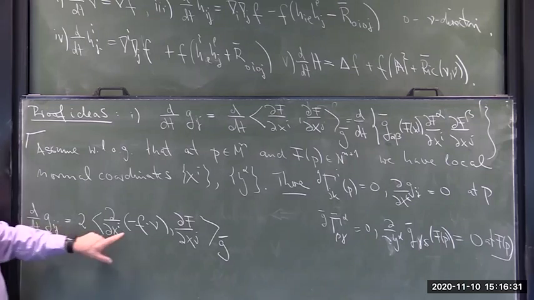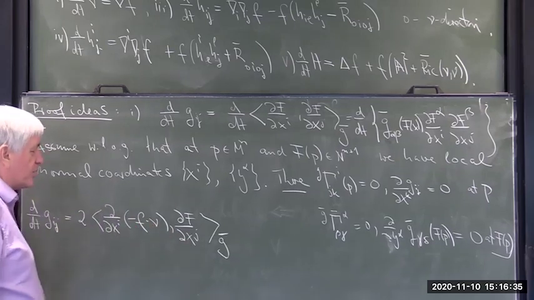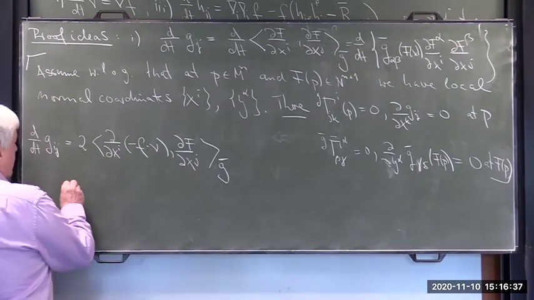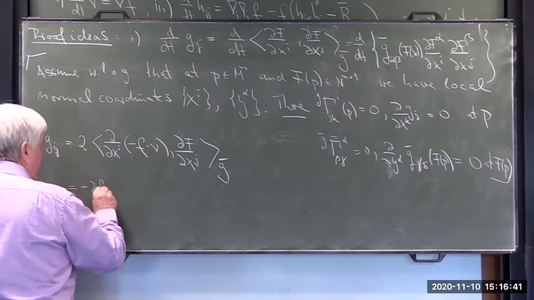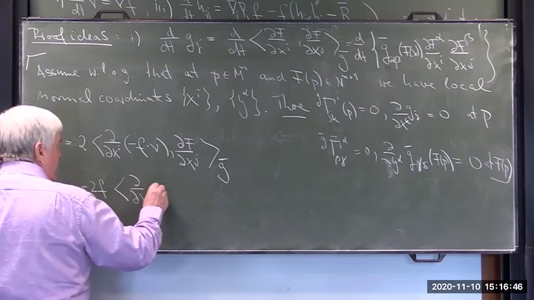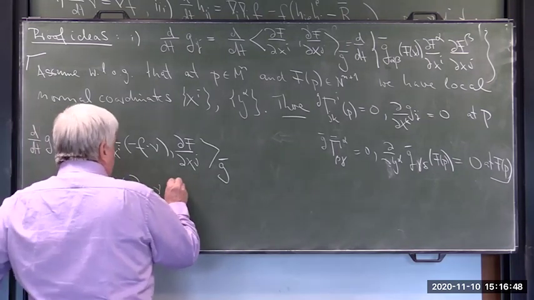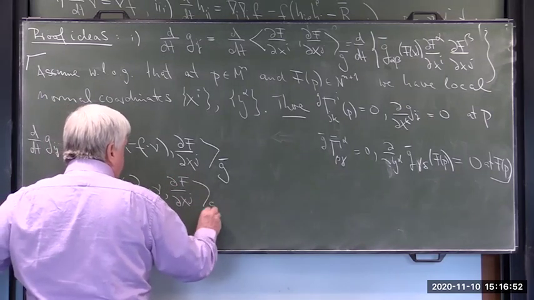And now, when I differentiate the first factor, I get a normal vector times a tangent vector, which is 0. So I only have to differentiate the second factor. So I get minus 2f times dxi of nu times df dxj with respect to g bar.